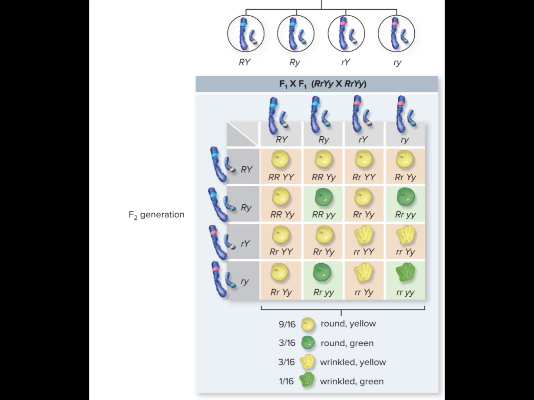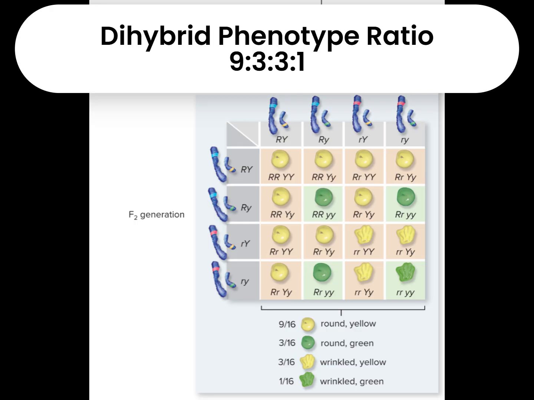The individuals that showed the dominant phenotype for both traits, such as yellow round seeds, were the most common. The individuals that showed one dominant trait and one recessive trait, for example, round green seeds and yellow wrinkled seeds, were equally as likely as each other, and the individuals that showed both recessive traits, green and wrinkled, were the most rare. And these results consistently showed a 9:3:3:1 ratio.